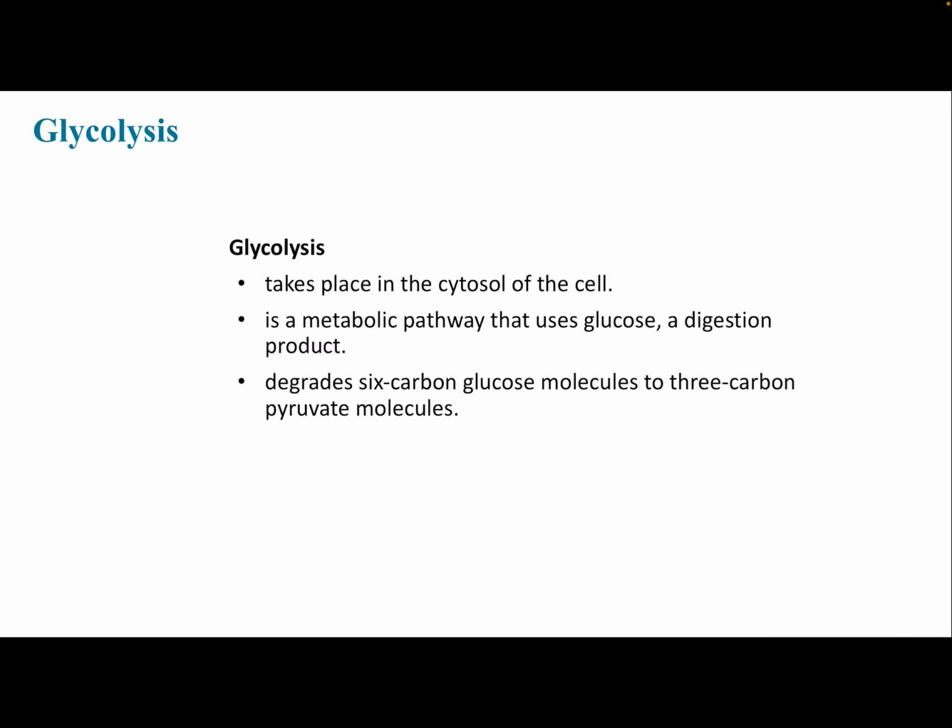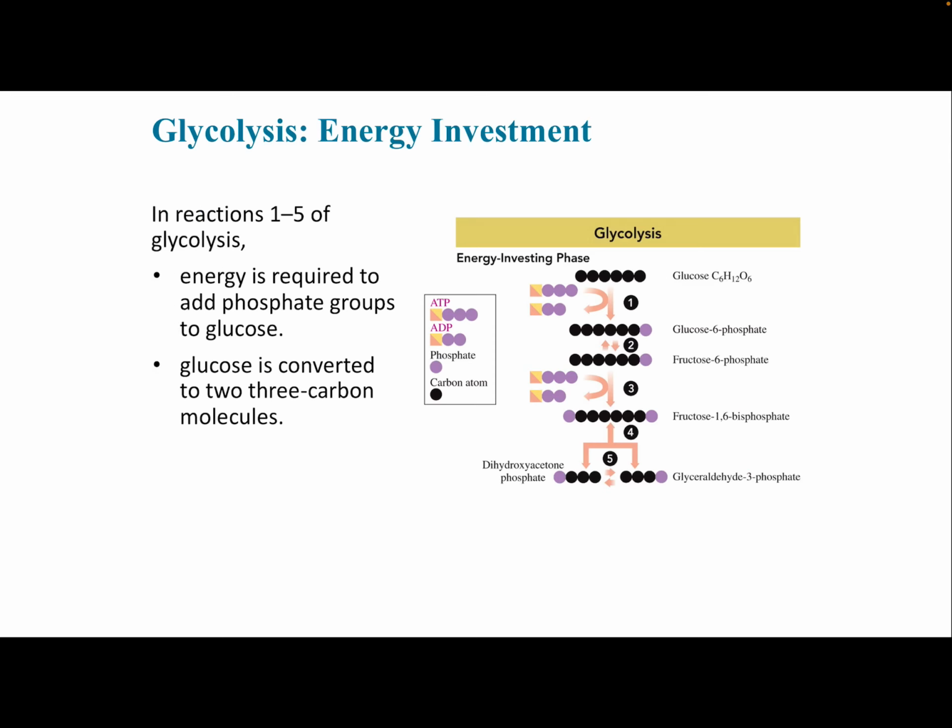So it takes place in the cytosol. This is separate from where DNA replication and transcription take place, right, in the nucleus. Glucose is the product that enters glycolysis, and we're going to break it essentially in half. We're going to take the 6 carbons and turn them into 2 3-carbon molecules.